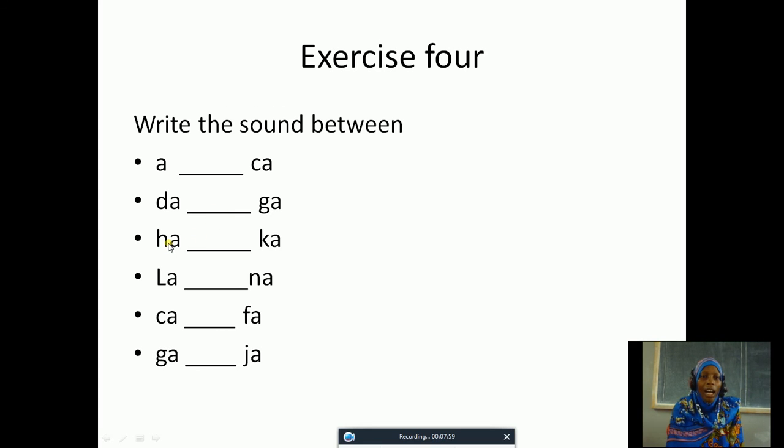Then we have ha dash ka. You are going to fill the sound after sound ha. Then we have sound la dash na. You are going to fill the sound after sound la. There we have sound ka and fa. You will find what sound comes after sound ka. Then you will fill there. There we have sound ga dash ja. You are going to fill the sound that comes after sound ga.